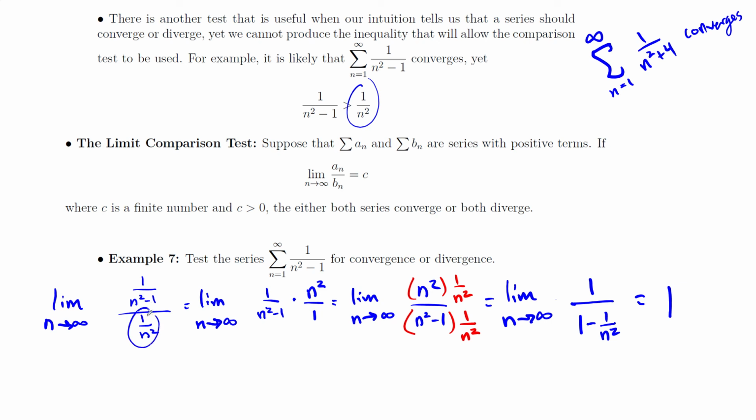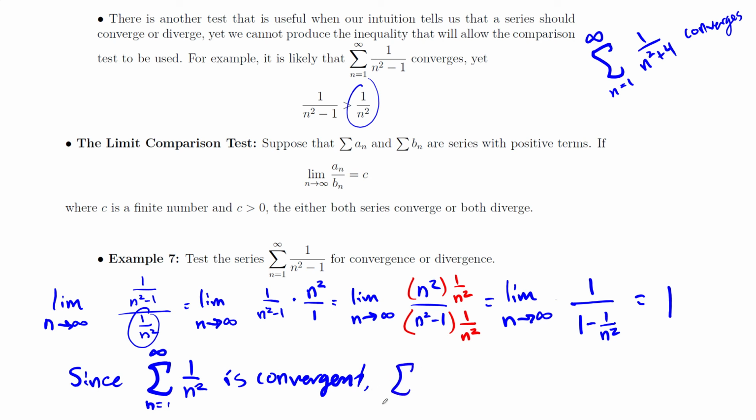And we know the series of these terms always converges because it's a p-series. So we can say since this is convergent, because we got a nice finite non-zero number here, the series from n equals 1 to infinity of 1 over n squared minus 1 is convergent by the limit comparison test.